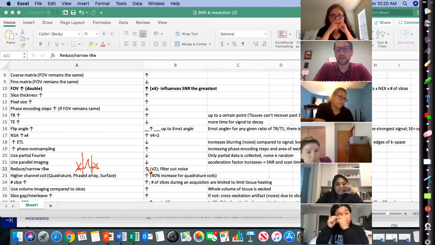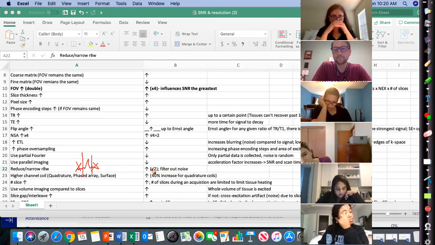So here I just said it increases, and if you make your receiver bandwidth half as narrow, you're going to increase your signal by the square root of 2. And what we're doing here is really just filtering out the noise.